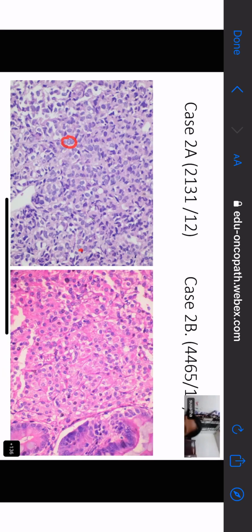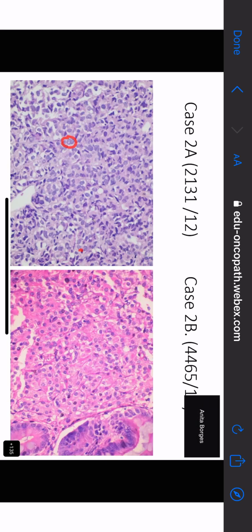On the right-hand side, I can see round to oval cells with round to oval nuclei. And these cells have a salt and pepper type chromatin, and they have a prominent granular eosinophilic cytoplasm. They have distinct cell borders, ma'am. Salt and pepper type chromatin? I really cannot see the salt and pepper type chromatin.